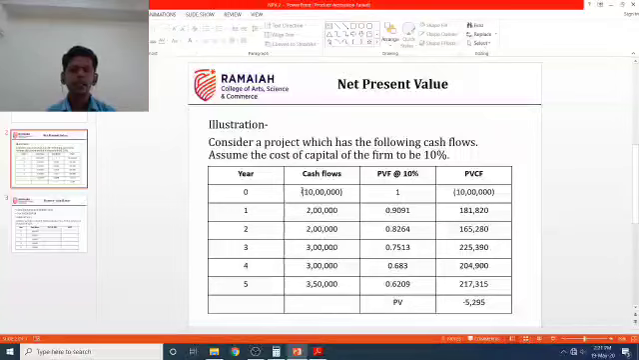So how do we calculate net present value? We just have to multiply our cash flows with present value factors. Present value factors will be available in the present value tables, and then you need to net it off. Netting off is like you add all the present value of cash inflows and subtract the present value of cash outflows. The net figure you get is the net present value of a project.